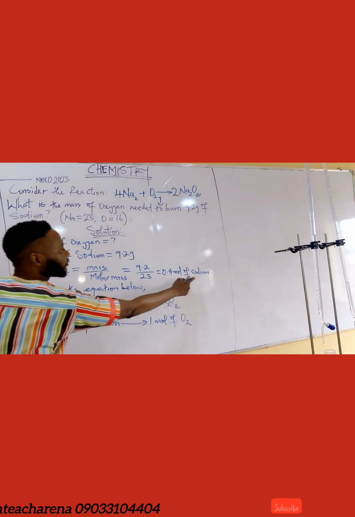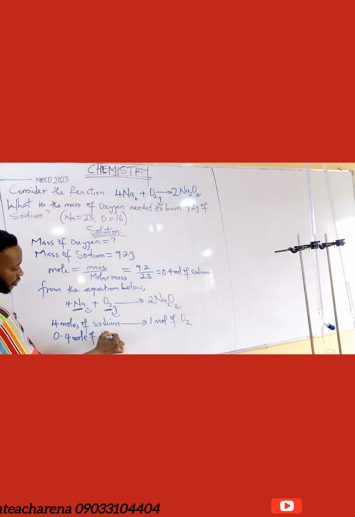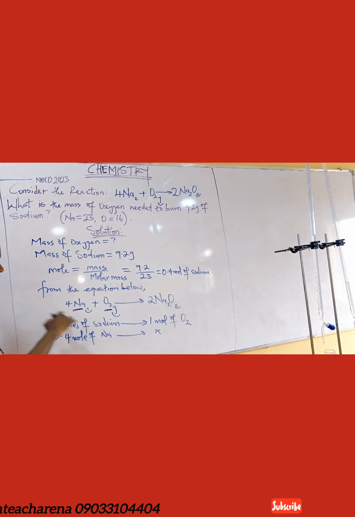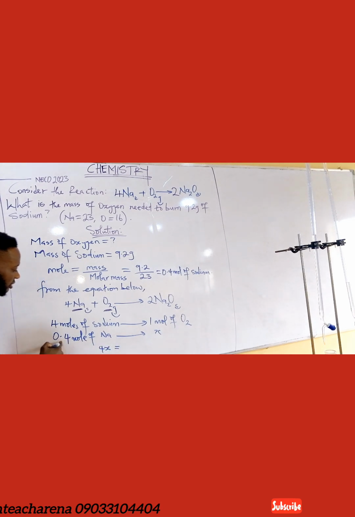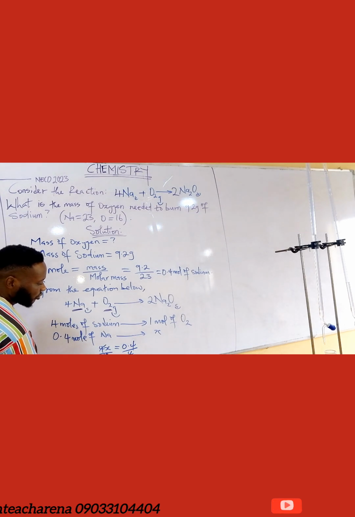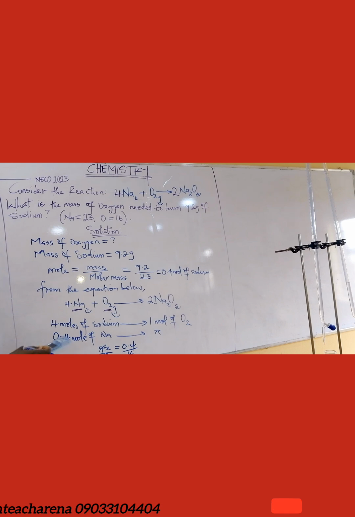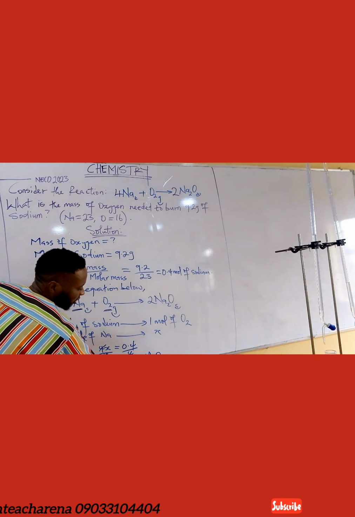Then I already calculated the mole of sodium from the question. I got 0.4. Then I will now say that 0.4 mole of sodium will give me X. You make X a sort of formula. Then you now have 4X. You cross multiply. 4X is equal to 0.4 times 1, which is the same thing as 0.4. Divide both sides by 4. Then X is equal to 0.4 divided by 4, X is equal to 0.1 mole of oxygen.